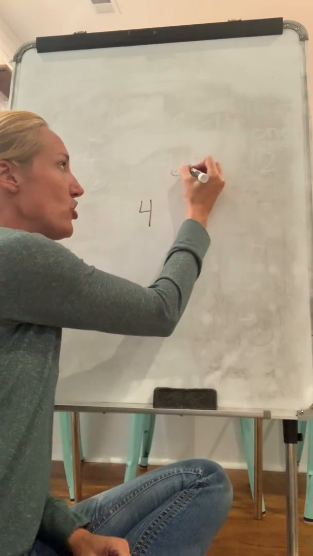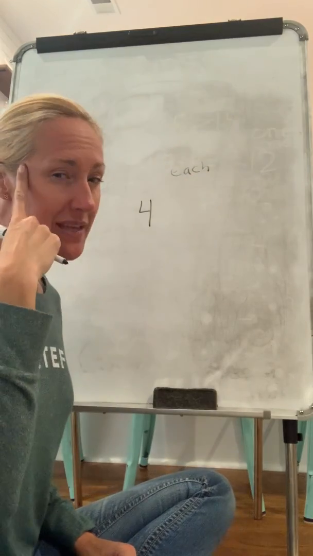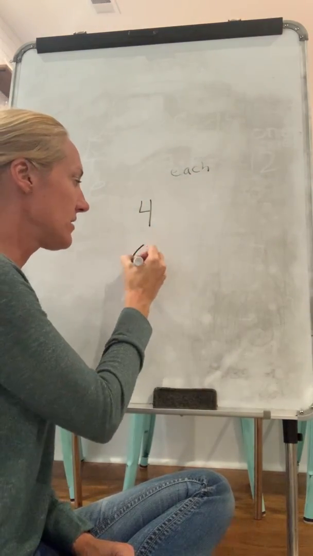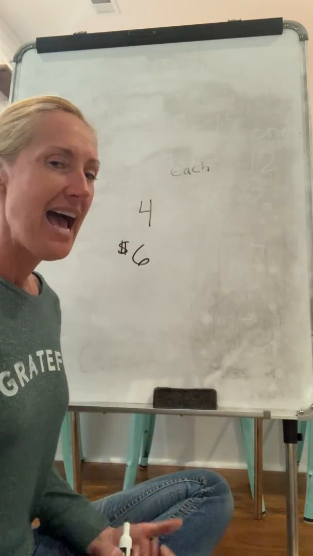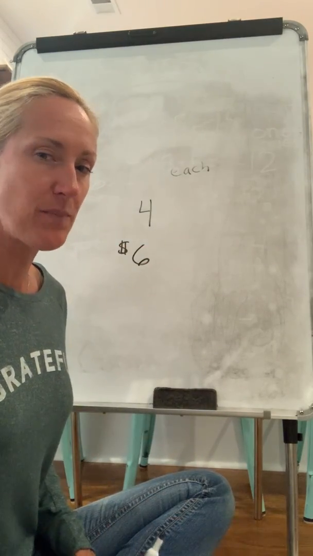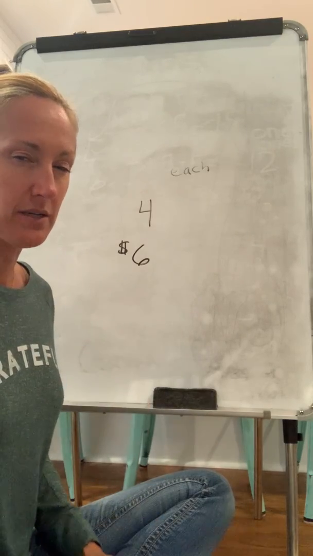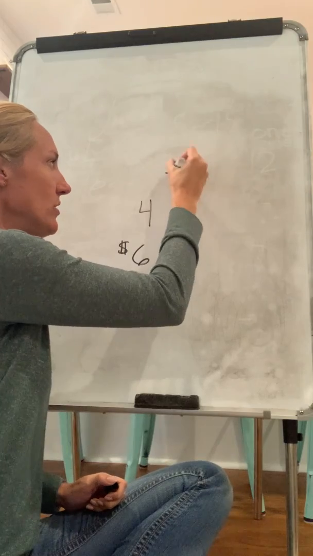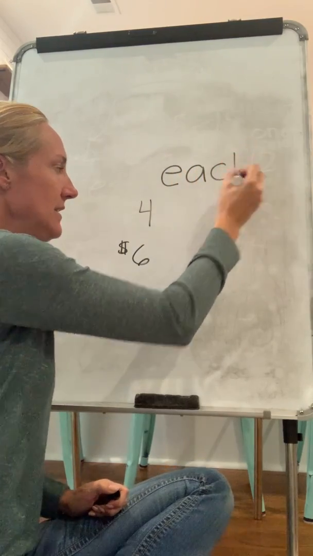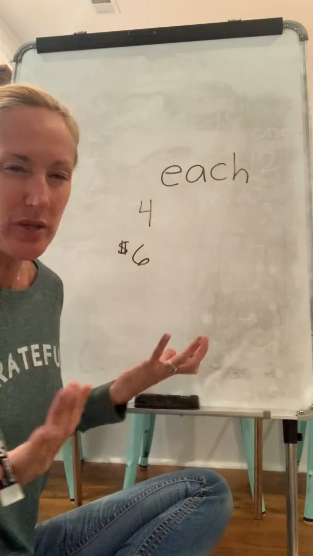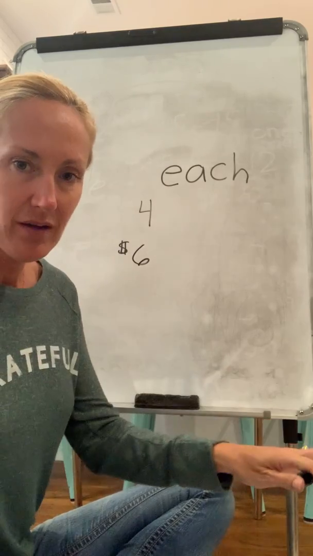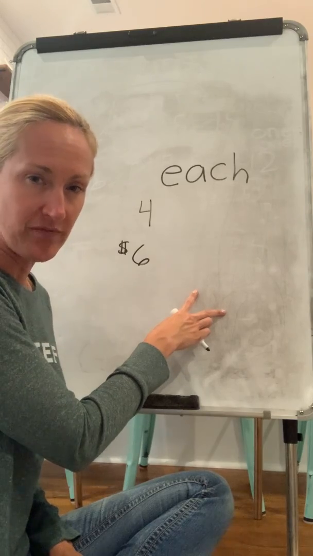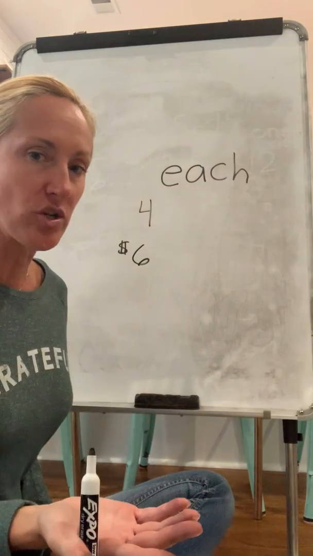So I heard that word each. That's a clue to me that I'm probably going to use multiplication or division. Each book costs $6. How much money did he spend to buy all of those books? Okay, so I heard the word each. And these are the numbers I have. What am I going to do with those numbers? If you have a whiteboard, write it down for me. And don't just write the answer, the total number of dollars that he has. Write down the equation for me.